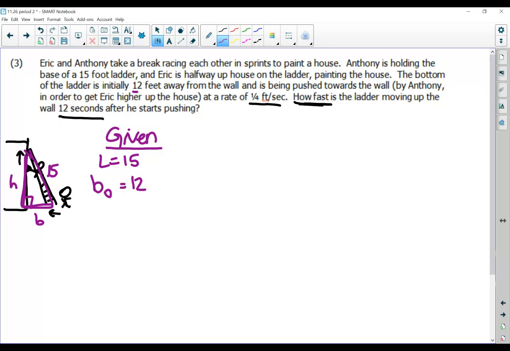and is being pushed towards the wall at a rate of, now this is the rate of the base, so I'm going to call that rate dB/dt is equal to 1/4. Now I have to imagine here, is the base increasing or decreasing? It's never going to tell you what sign it is. You have to assign it using logic. Okay, so if I push that base in, this distance b is decreasing, which means I should have a negative rate.